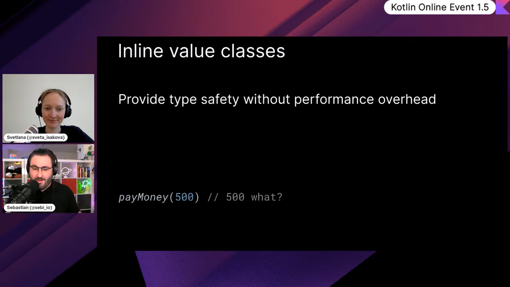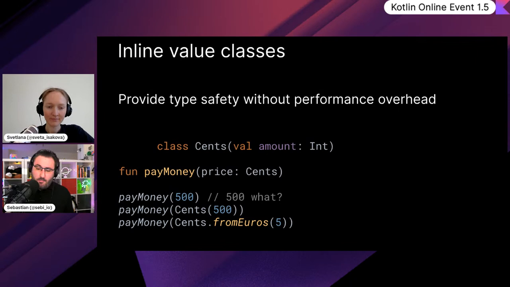And of course, we have a solution for this, right? We introduce type safety via classes, which looks like this. But we do pay a small price for it, right? We allocate an extra object, but in return, we get clarity. We know that it's going to be 500 cents, or that we generate 500 cents from 5 euros, which is good. But we even have a better solution now with Kotlin 1.5, because if all we want to do is wrap a single other value type safely, we can use value classes.